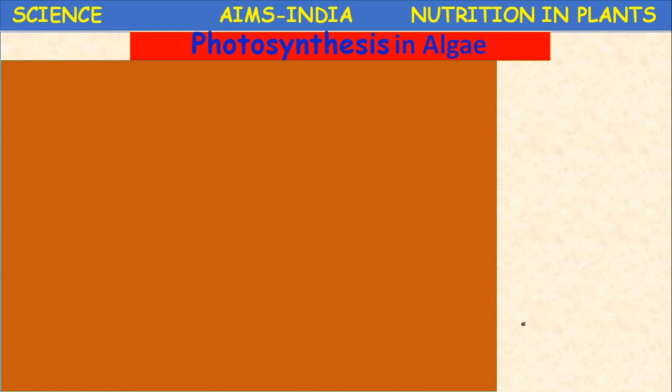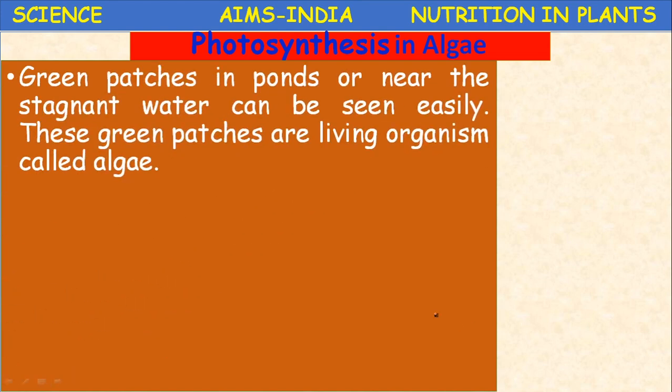Algae, where do you find the algae? Algae are green organisms. They are present in the form of a layer in the stagnant water like ponds and ditches. The green patches which we see in ponds or near the stagnant water can be seen easily. So these green patches are living organisms. They are called algae or alga. Alga means singular, algae means plural.